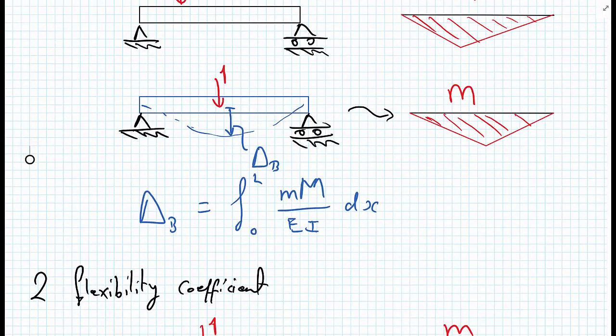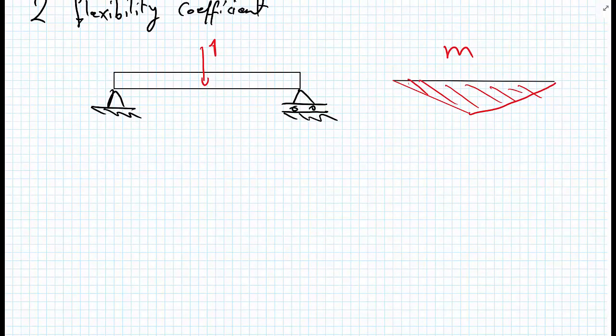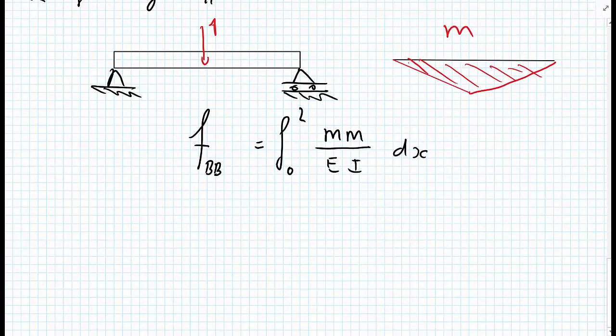in calculating the fictitious displacement delta B, and very similar to how we calculated flexibility coefficients for trusses, we can say that our flexibility coefficient, so FBB, is equal to the integral between 0 and L of little m over EI, all integrated over dx.